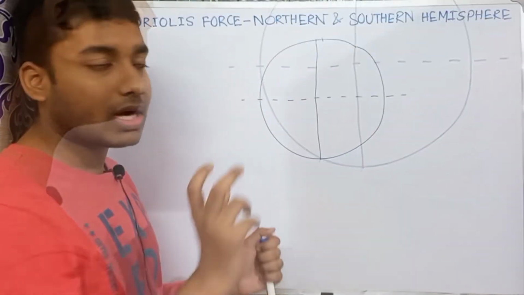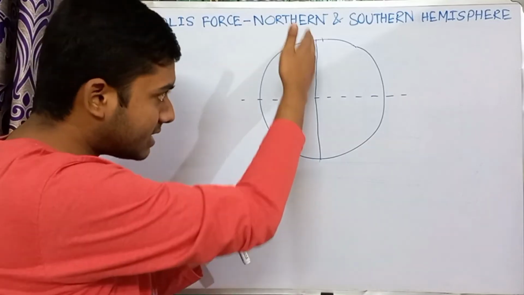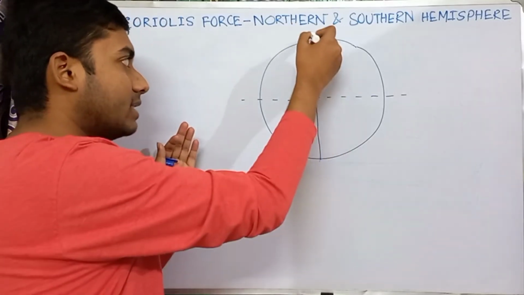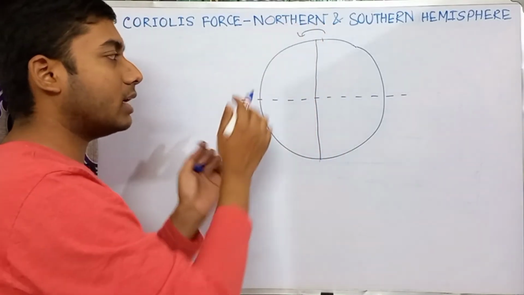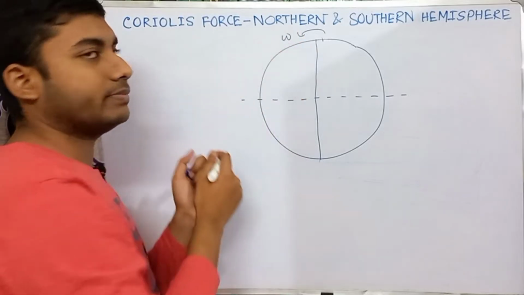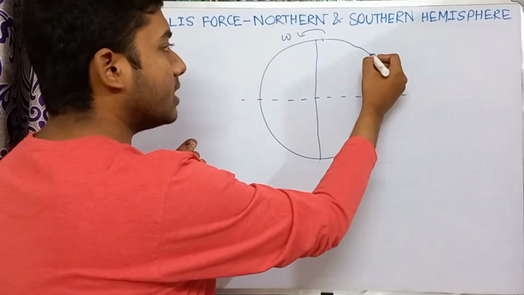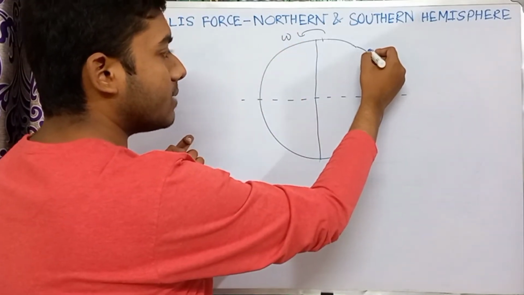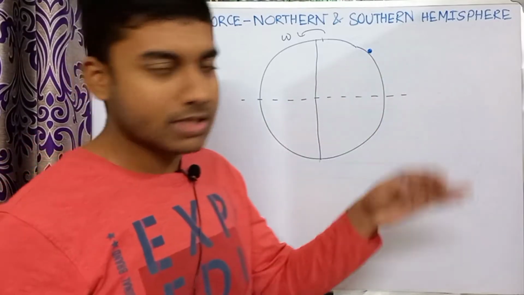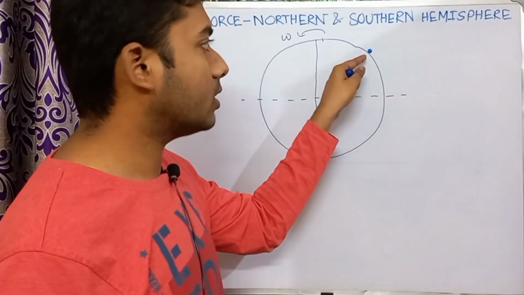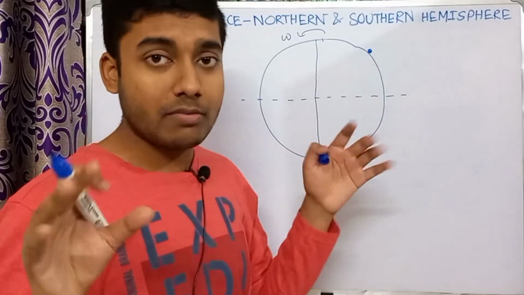Suppose Earth is spinning about this axis, in this way, with angular velocity omega. In the northern hemisphere, suppose we have a point, suppose here I am at this point, or you are at this point on Earth. Just imagine this.